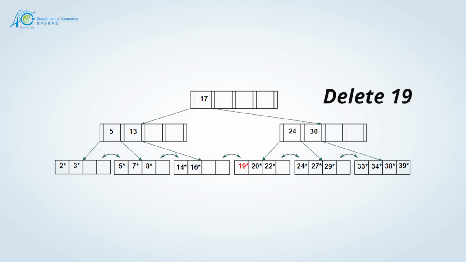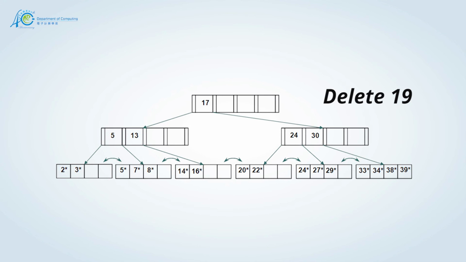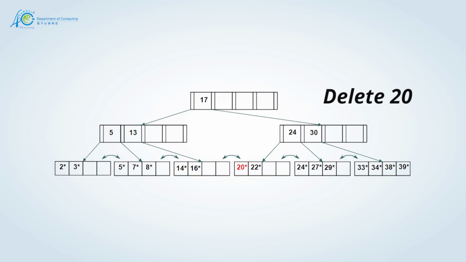So here is an example of deletion in the B plus tree. If you want to delete 19 from this tree, you can just delete the entry and then check whether it fulfills all requirements of the algorithm. Yes, because if you delete the 19 in this leaf, it is still at least half full.